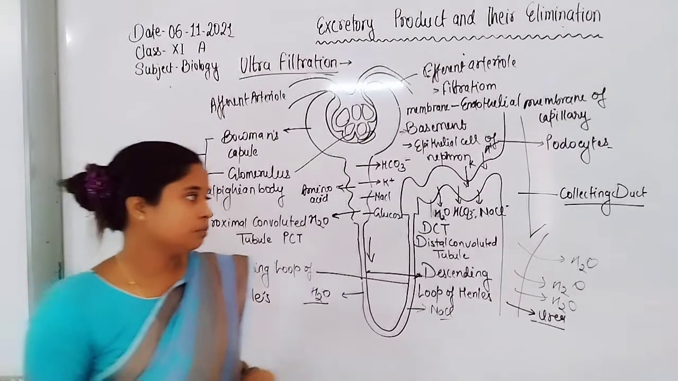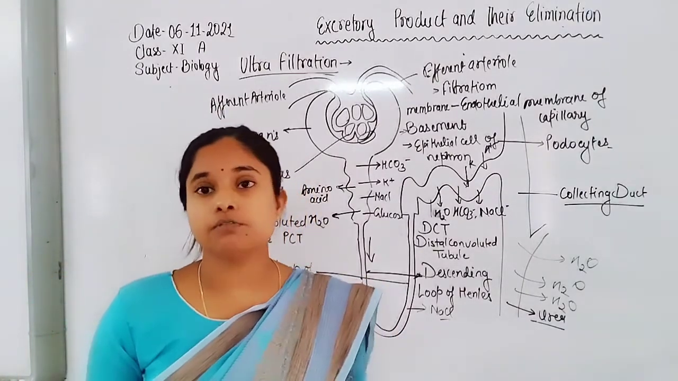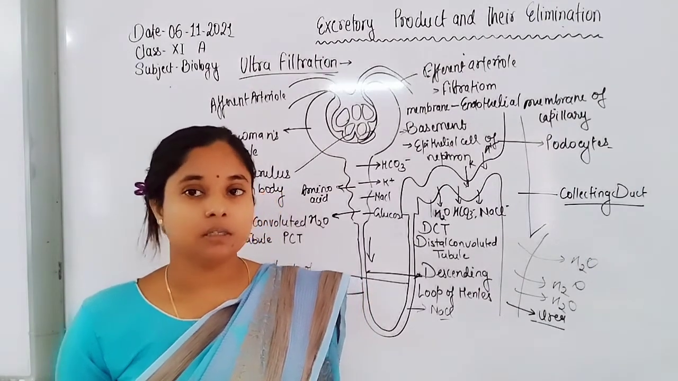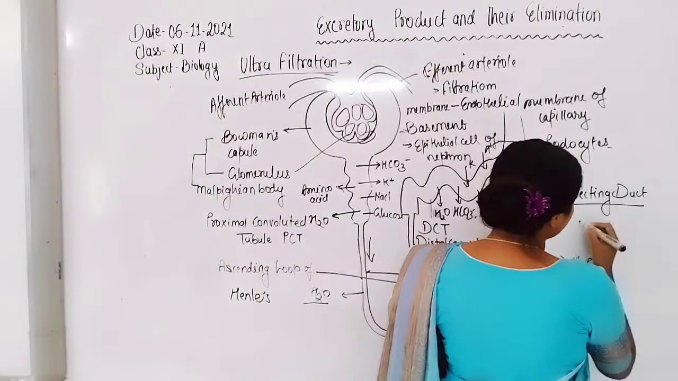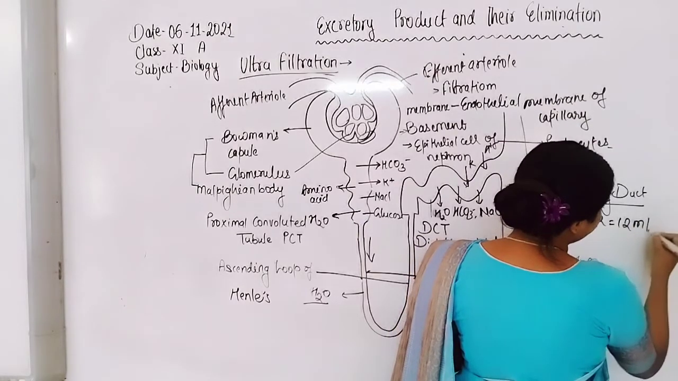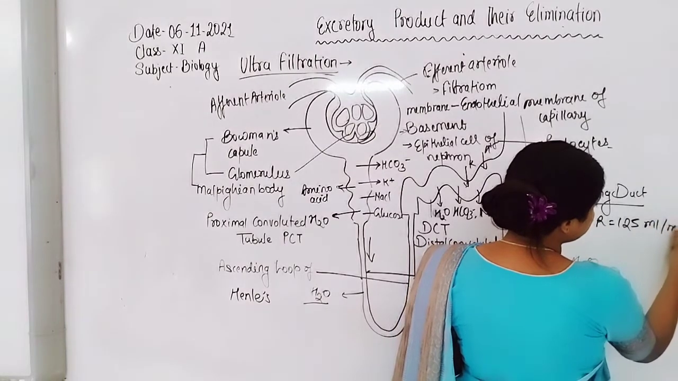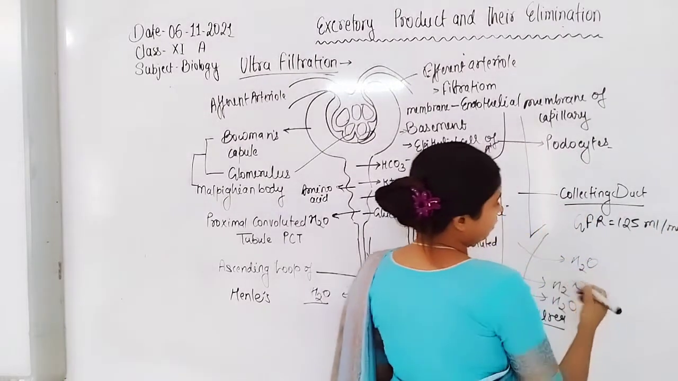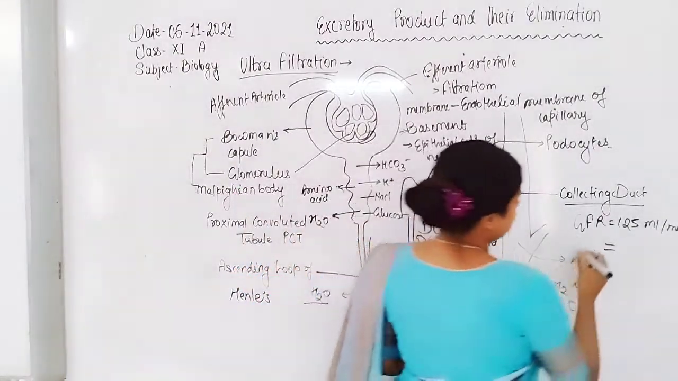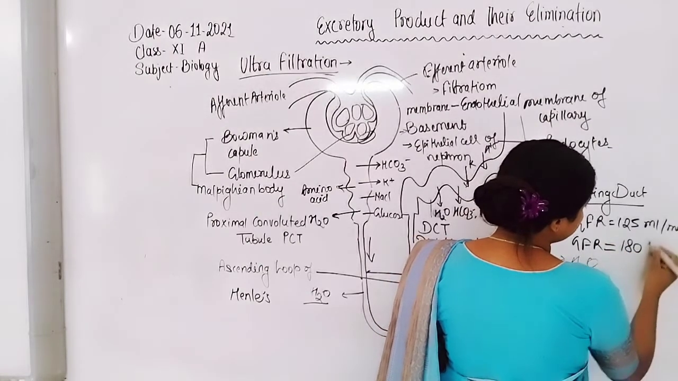Now, what is the amount of filtrate formed per minute? The GFR, glomerular filtration rate, is about 125 milliliters per minute. If we talk about a day, the GFR is about 180 liters per day.